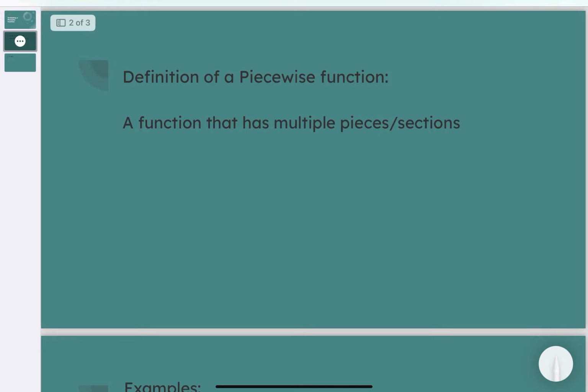So we'll start off with defining what a piecewise function is, and it's just a function that has multiple pieces/sections that are included in it. When you have a piecewise function, it's going to look something like this.